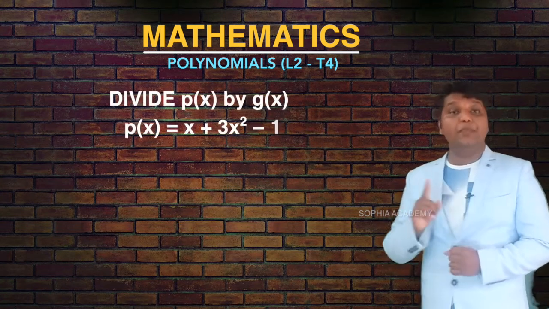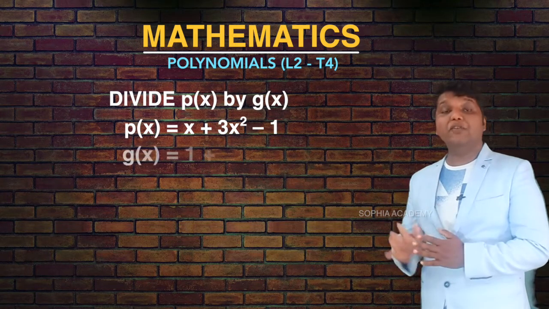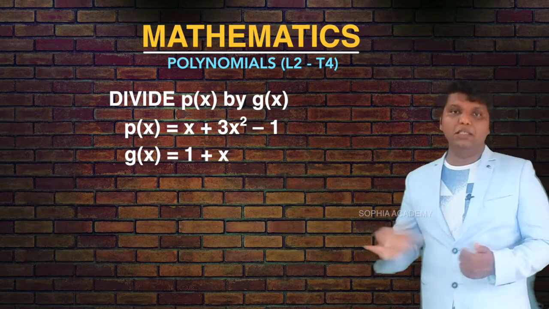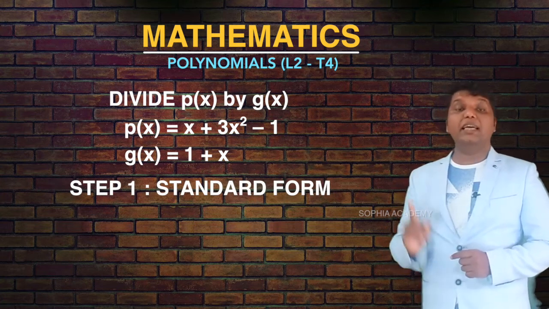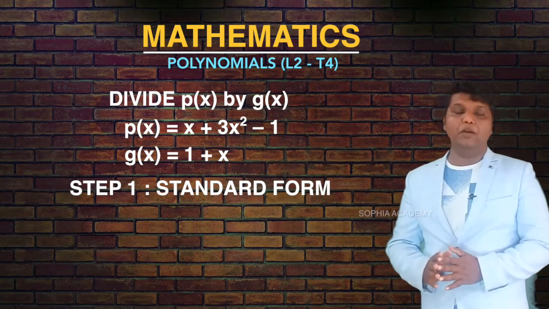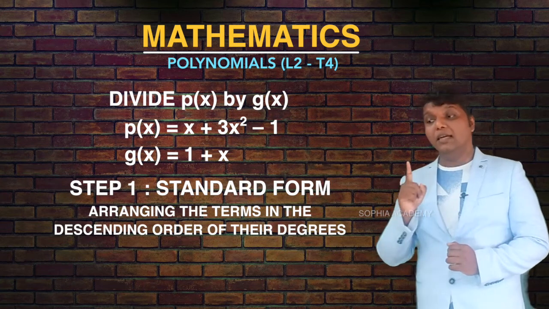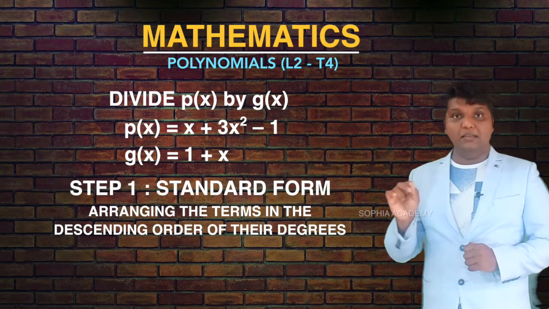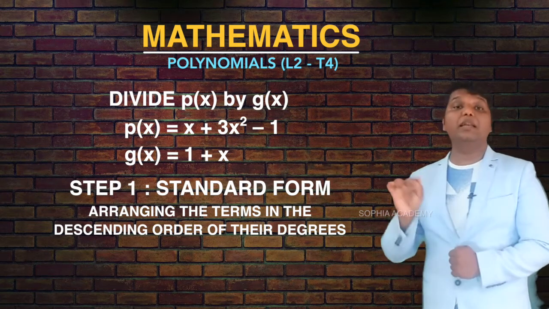P of x is equal to x plus 3x square minus 1 and g of x is equal to 1 plus x. That means you have to divide p of x by g of x. The first step is to make sure that the given polynomials are in the standard form. What does standard form mean? You have to arrange the given polynomials in such a way that the powers are in descending order, which means decreasing order.